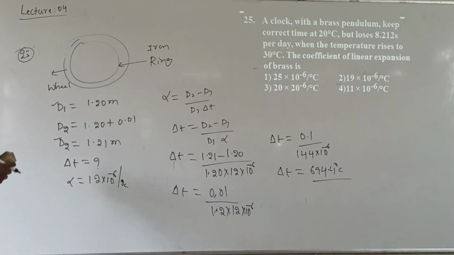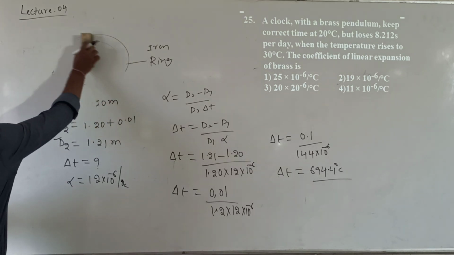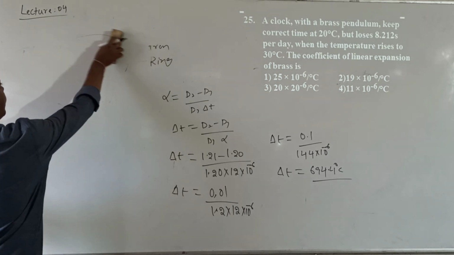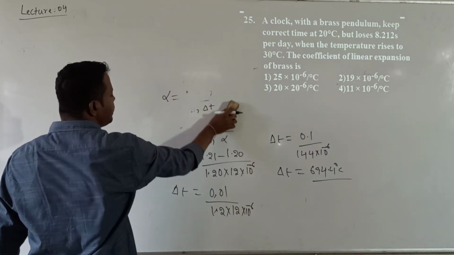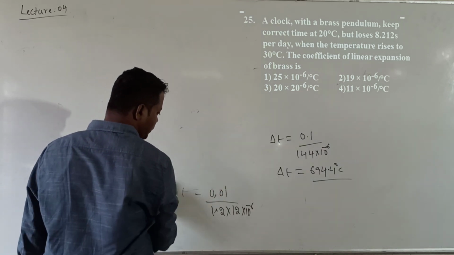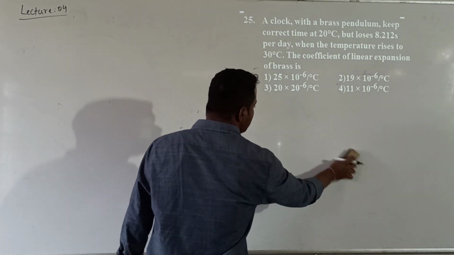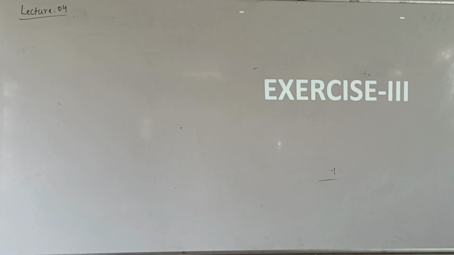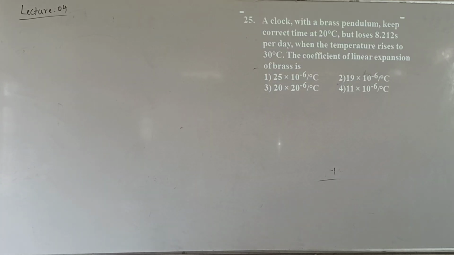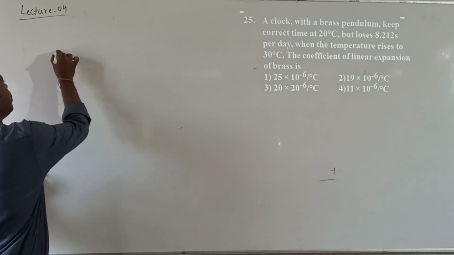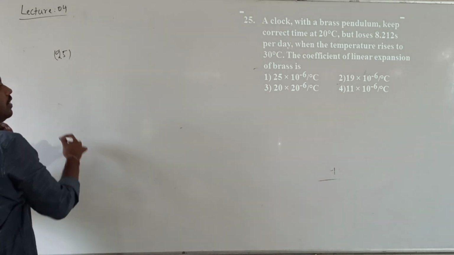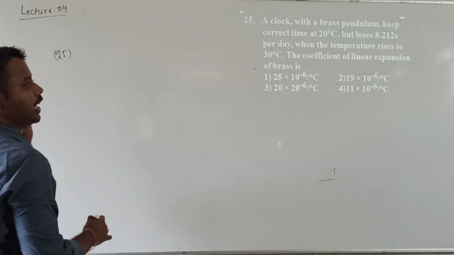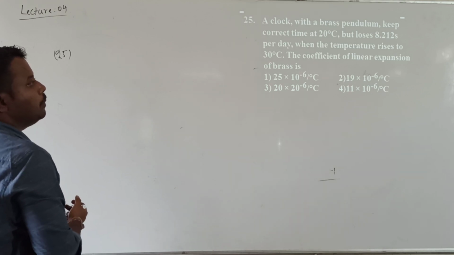Next, question number 25. That is a question based on simple pendulum. Yesterday we discussed loss or gain of time in case of the simple pendulum. And this is the last question for today's class. So question number 25, what they have given is, a clock with a bronze pendulum keeps the correct time at 20 degrees Celsius, but it loses time.